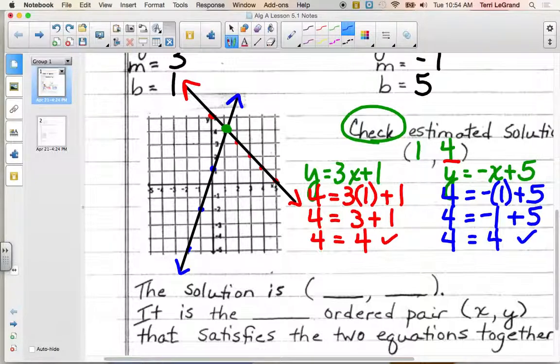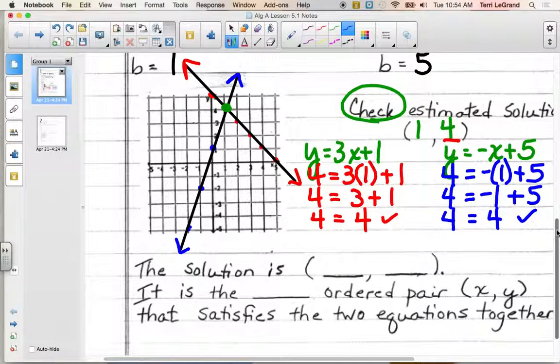So now that it is checked out in both of them, now we can say to ourselves, I'm feeling good about what my solution is. If it doesn't check out, let's say it checks out in one of them, but it doesn't check out in the other. Should you move on? No. Something went wrong. You need to go back and say, okay, it didn't check out, so the first thing you can possibly do is check your check problem over, make sure you didn't do something silly like saying negative 1 plus 5 is negative 4.